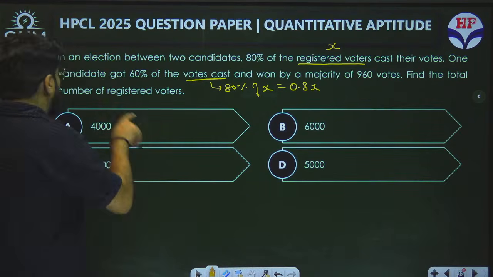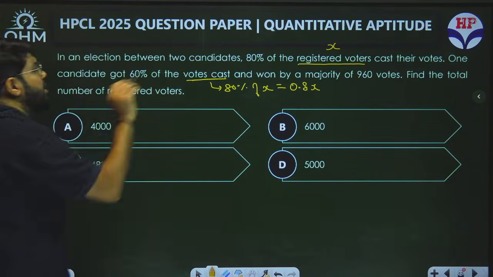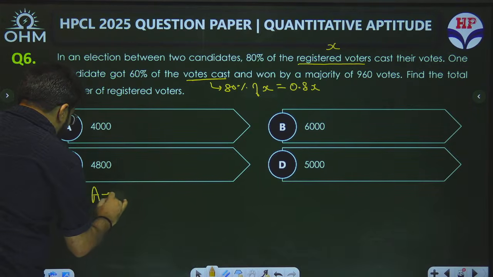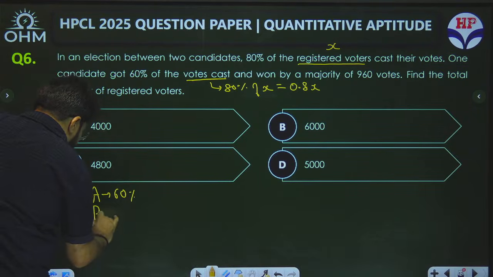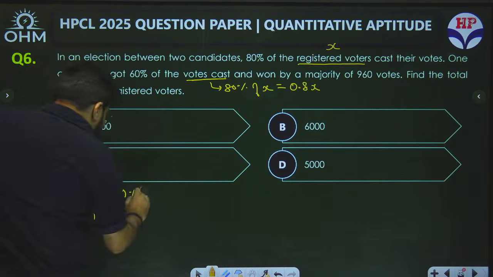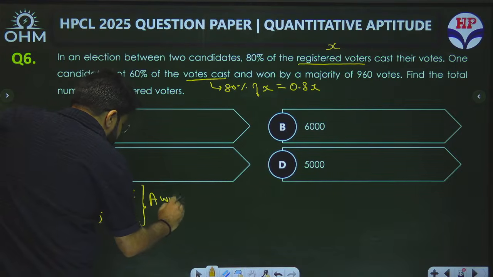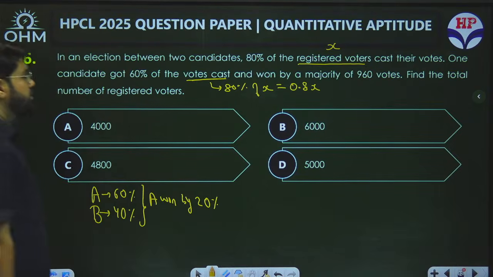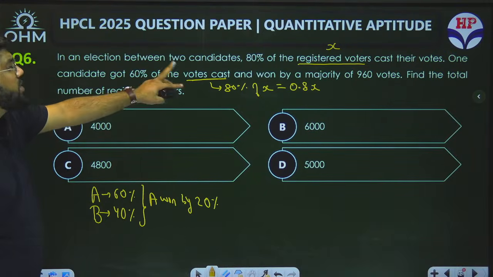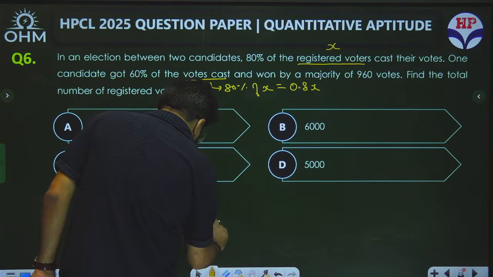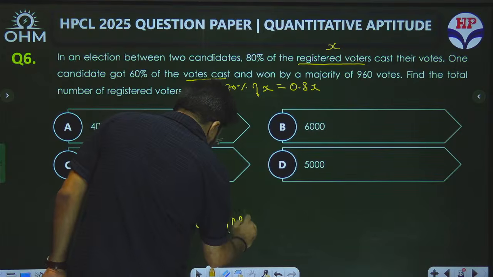Then one candidate got 60% and he won by a majority of 960 votes. So one of the candidates, suppose A, got 60%. So the other got how much? 40%. So A won by how much? In percentage, A won by 20%, and he won by a majority. So this is the percentage of the votes cast. So A won by 20% of the votes cast.